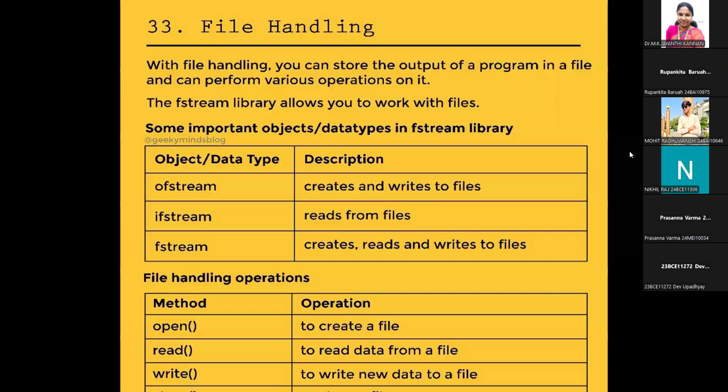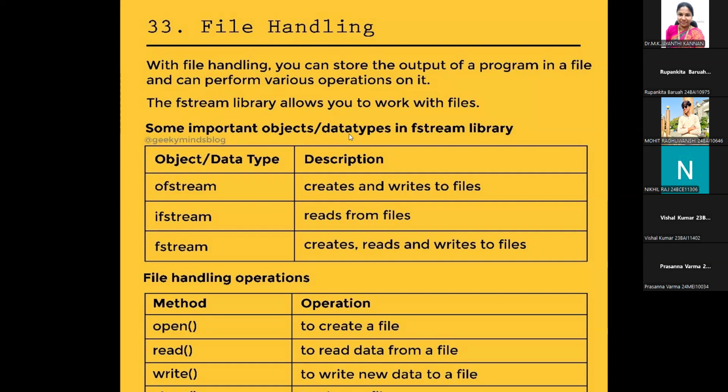As we are discussing file handling, with file handling you can store the output of the program in a file and perform various operations using the stored data. The fstream library allows you to work with files. Fstream is the header file, or the preprocessor file stream. This library has all the predefined operations which we can perform on files in C++.